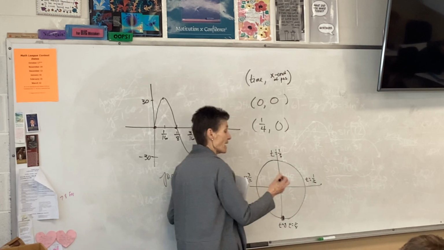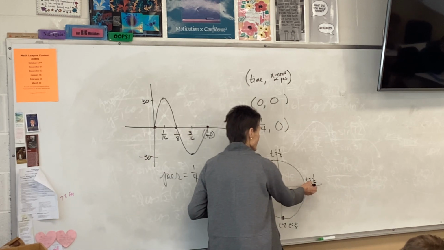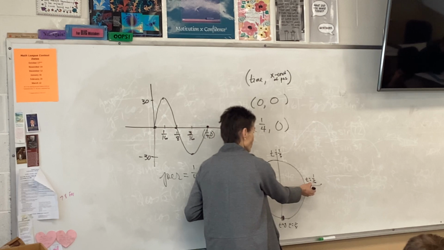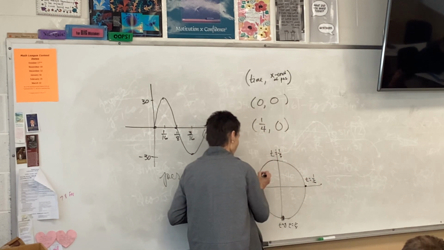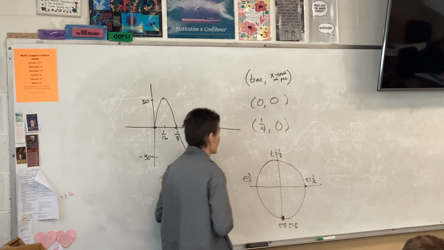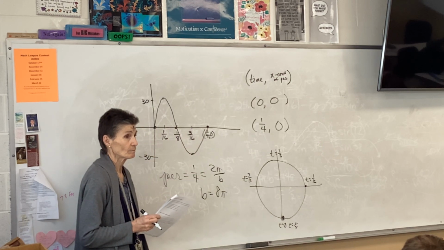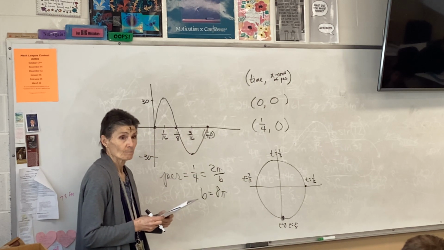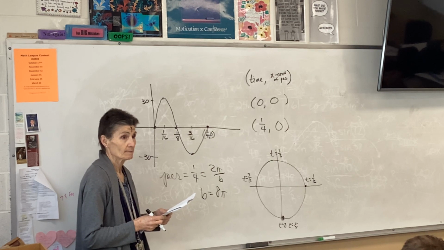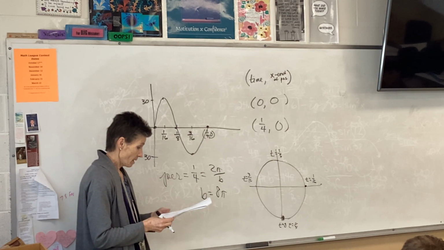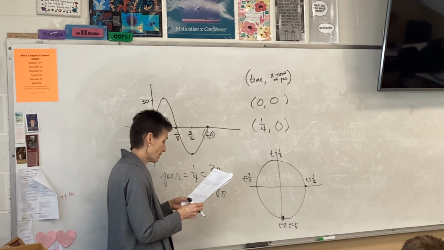So then we just want the x coordinate. So at 1/16, the x coordinate is 30. At 1/8, it's 0, negative 30, and back to 0 again. That's where these points came from. Okay, does that make sense? All right, number 4, we have another clock mounted on the wall.